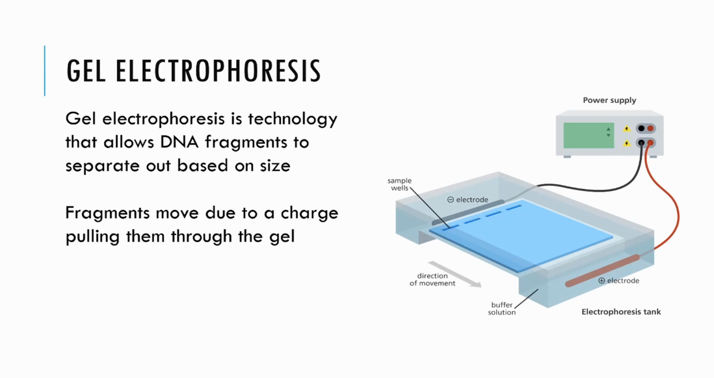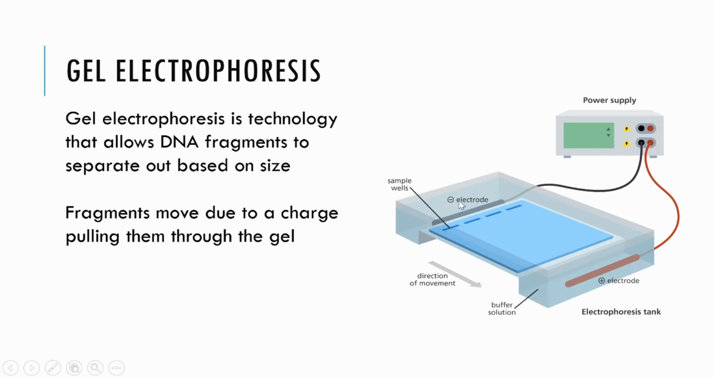Gel electrophoresis is a technology that allows us to separate out DNA fragments based on their size. So we have this setup over here. We have this container, this tank, a gel here in this blue color, sample wells that are little indentations in that gel, and then there's a buffer, a liquid, over this entire gel inside this tank. Now we would add our DNA to these little wells and then run a current through our tank.